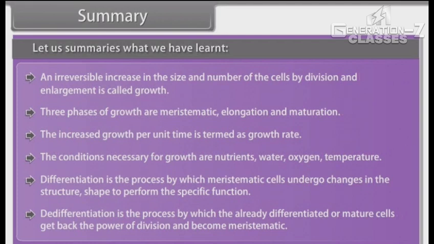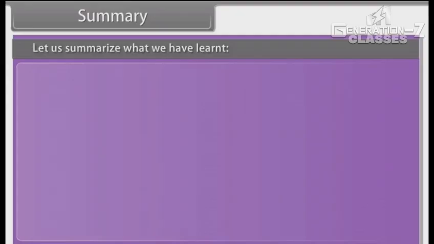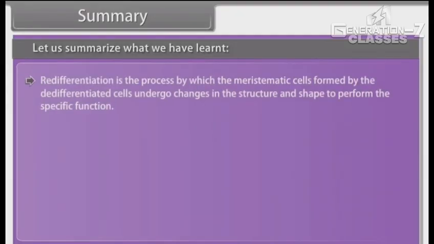Dedifferentiation is the process by which the already differentiated or mature cells get back the power of division and become meristematic. Redifferentiation is the process by which the meristematic cells formed by the dedifferentiated cells undergo changes in the structure and shape to perform the specific function.